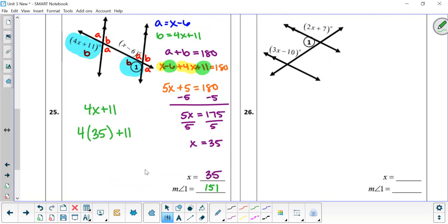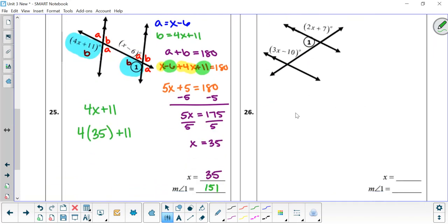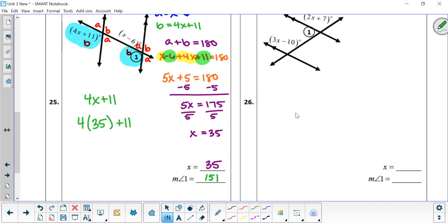So that is everything with transversals. Again, I left the right side for you to try. The answer key is on Schoology, and you can always stay after school or come to a flex if you need extra help.